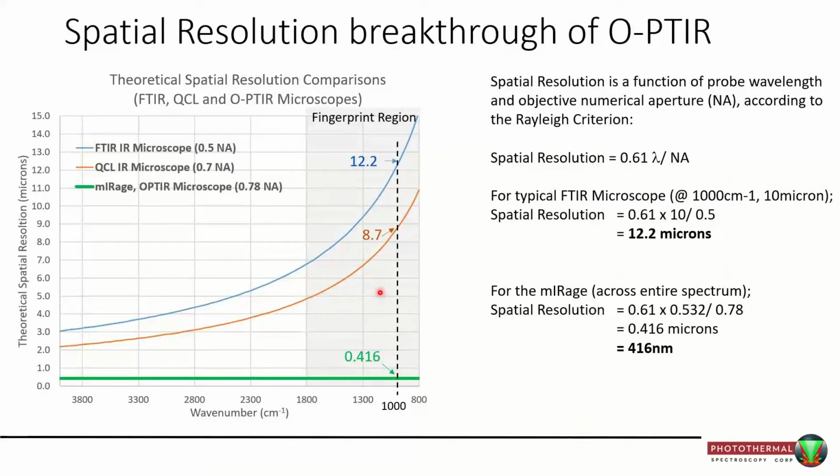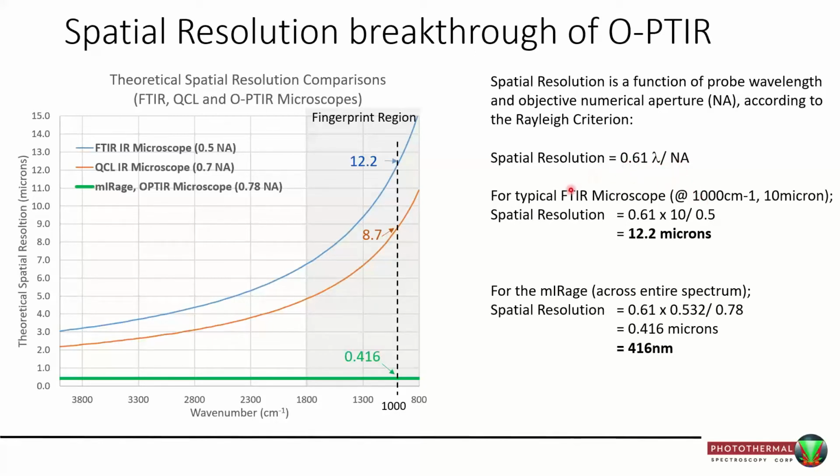Spatial resolution is something that we often talk a lot about. Of course, it's perhaps our biggest point of difference, but it's important to understand the basic concepts behind spatial resolution. An approximation for that is the so-called Rayleigh criterion, which simply says that spatial resolution is proportional to wavelength in microns times some factor divided by the numerical aperture of your objective, which is the property of the objective.